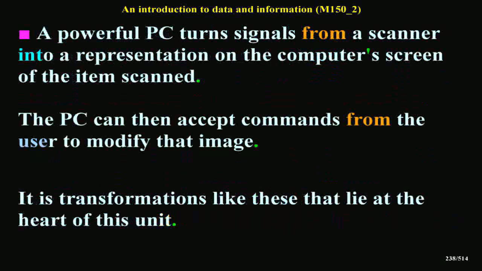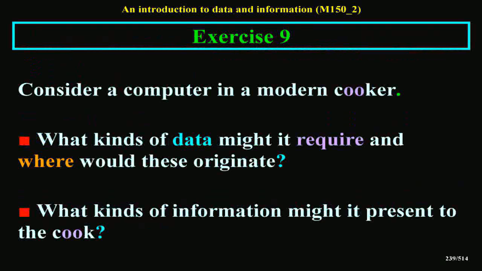A powerful PC turns signals from a scanner into a representation on the computer's screen of the item scanned. The PC can then accept commands from the user to modify that image. It is transformations like these that lie at the heart of this unit. Exercise 9. Consider a computer in a modern cooker. What kinds of data might it require and where would these originate? What kinds of information might it present to the cook?